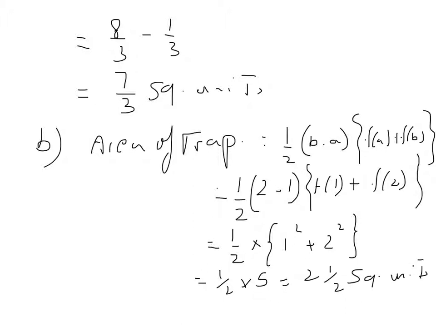You see the difference here in the two. If you subtract, 2.5 minus 2 1/3, it gives you about 1 over 6. So 1 over 6 is our error between the two areas.